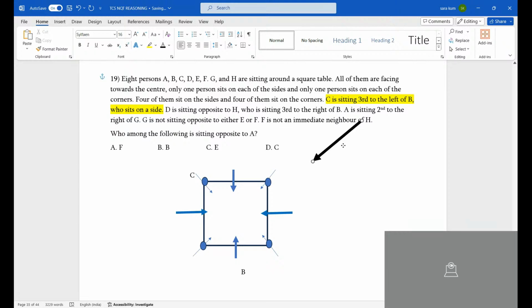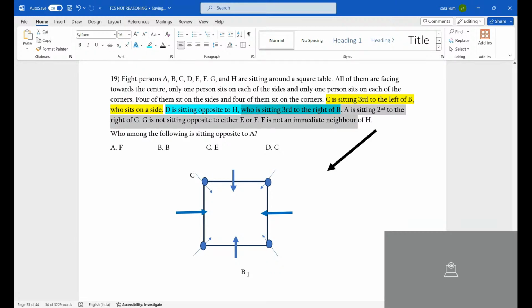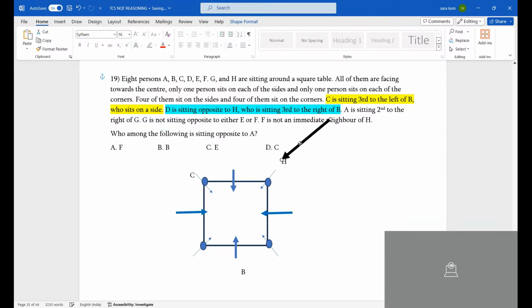D is sitting opposite to H, who is sitting third to the right of B. Okay. So this is the next clue. Who is sitting third to the right of B? It is H. This is first right of B, second right of B, third right of B. So this is where H is sitting. And they also say D is sitting opposite to H. So opposite to H is this. So this is where you will have D, right? Because this here is opposite to H.